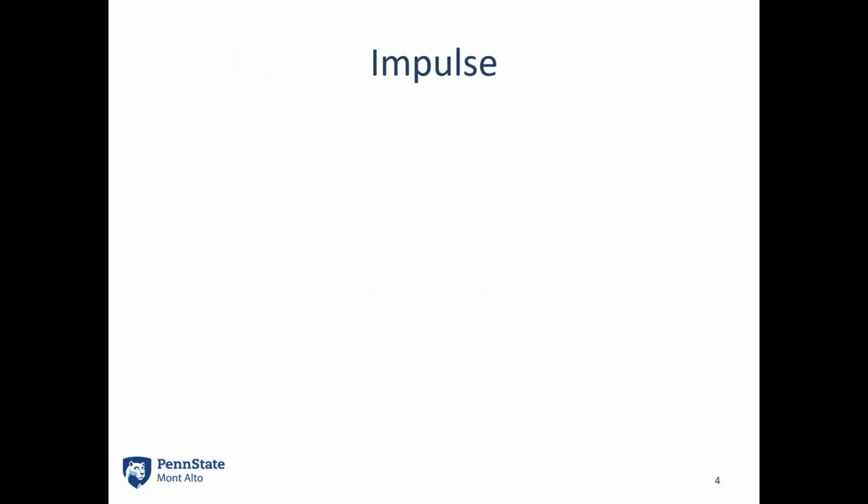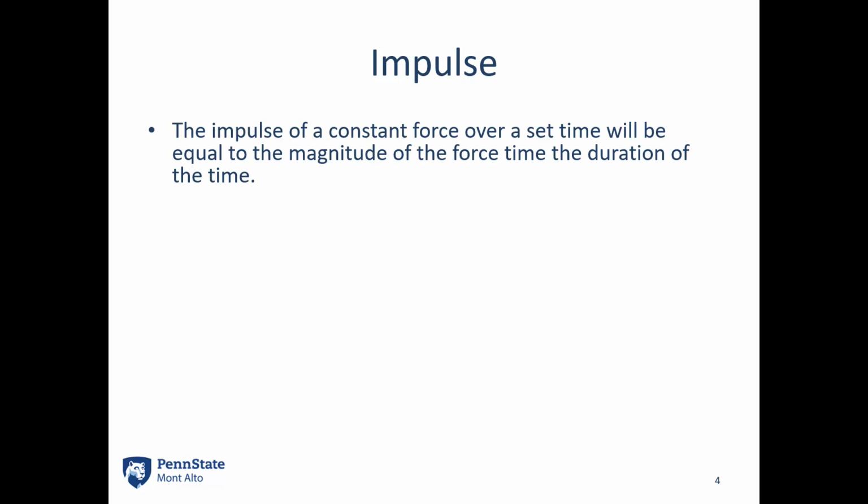All right, so talking about impulse, the impulse of a constant force over a set time will be equal to the magnitude of that force times the duration of the time. So J, our impulse, is force times time. And so the force has a direction, it's a force vector, and so our impulse vector is going to have that same direction. We just need to multiply it by the quantity of time that we're using.